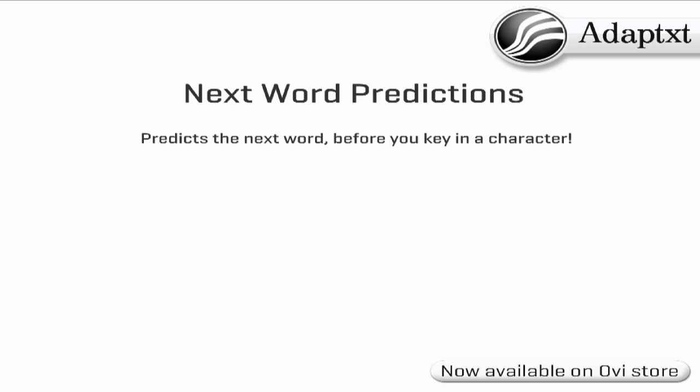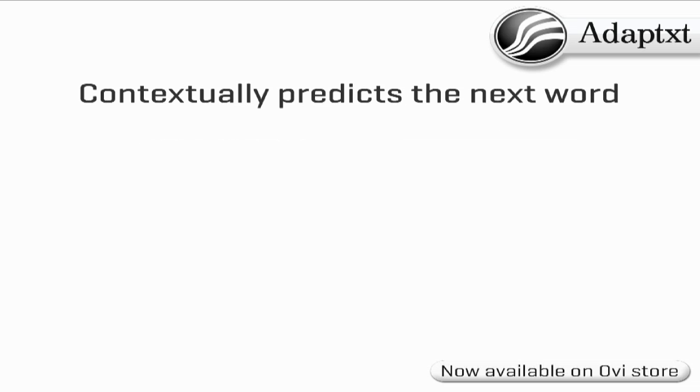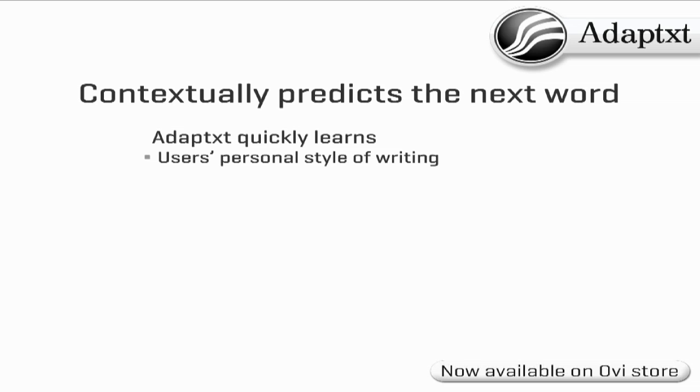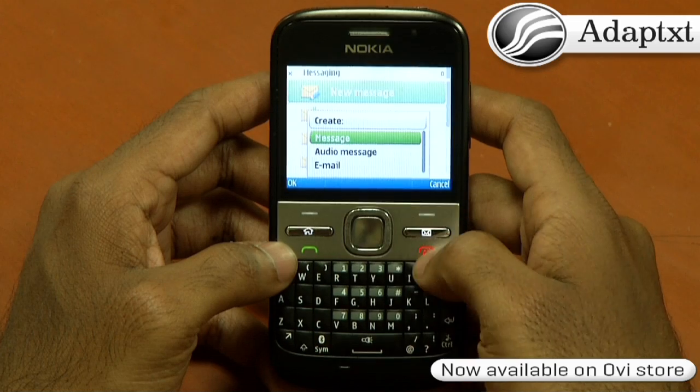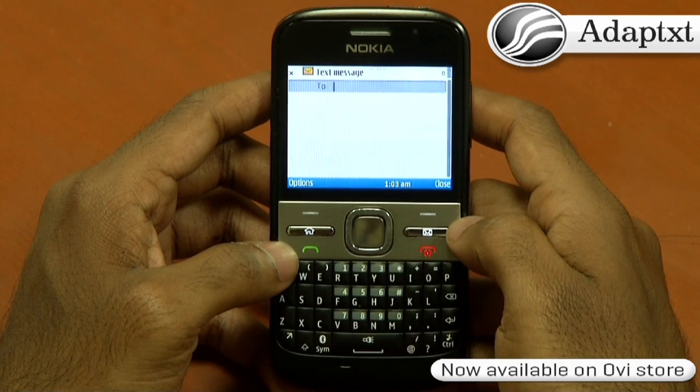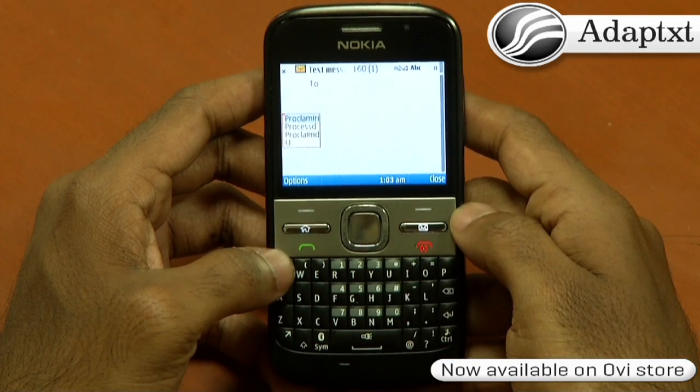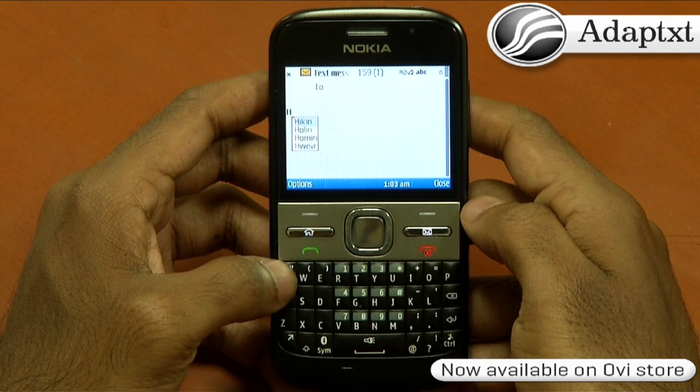Next word predictions. Adaptxt quickly learns the user's language and typing styles and contextually predicts the next probable word based on the current word and the context. Simply select the word in the drop-down by hitting the fire key, thereby greatly reducing the number of keystrokes you have to input for typing a word.